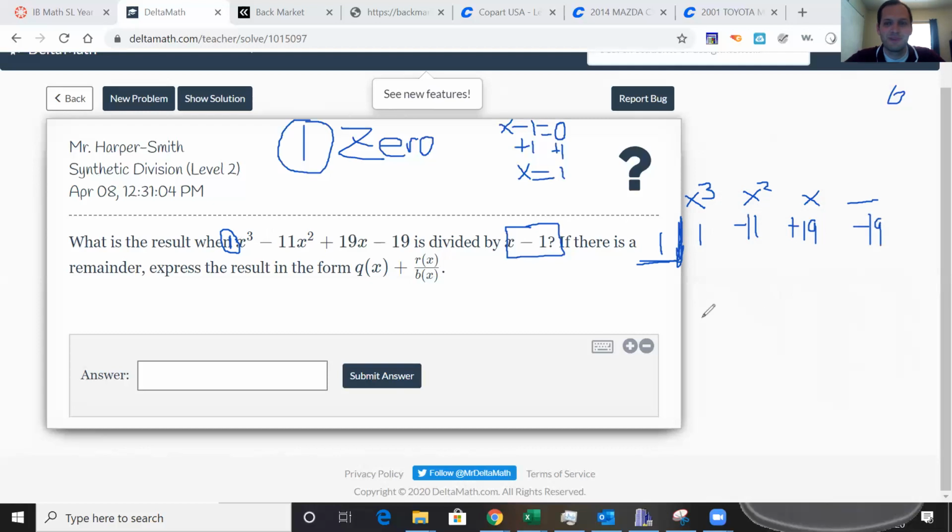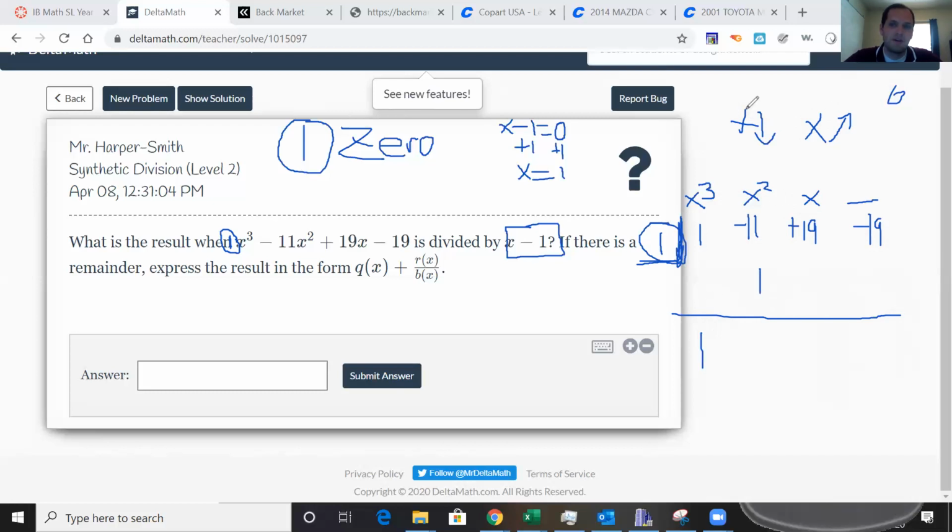Now, from here, there's 2 steps. They just repeat over and over. You add going down. So 1 plus nothing is 1. And then you multiply going diagonally. So adding going down, multiplying going diagonally. So what do I multiply the 1 by? I'm going to multiply it by this one. So 1 times 1 is 1.